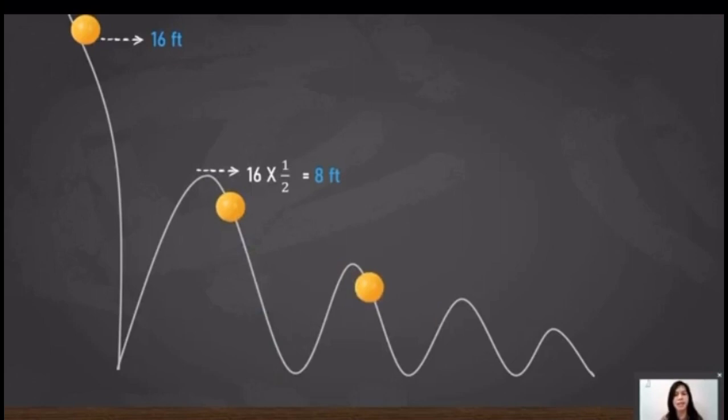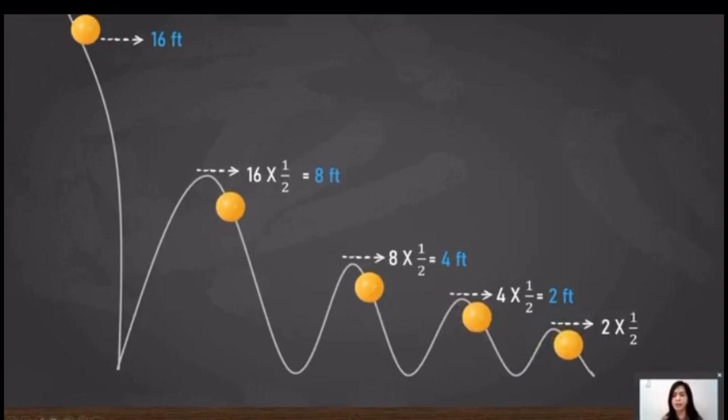Second rebound height is at this point. That will be 8 times 1/2 is 4. Third rebound height will be at this point. That is 4 times 1/2. That's 2 feet. Next rebound height will be at this point. That will be 2 times 1/2. That's 1 foot.